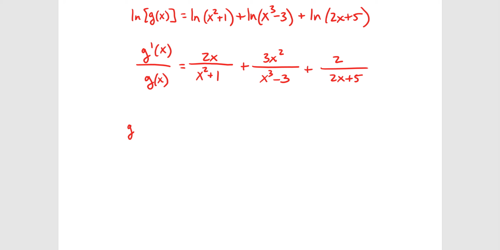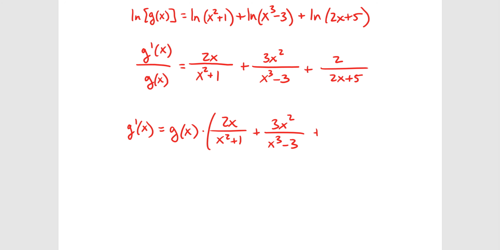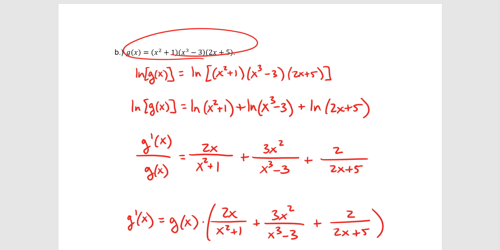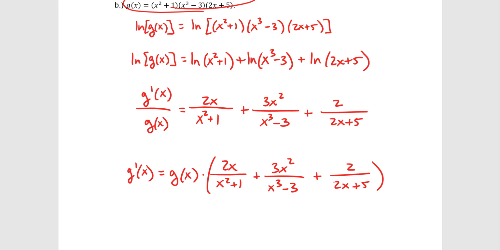Next, all we have to do is multiply g of x to the right. So that's going to be g of x times this whole expression on the right that we just found. And then all we have to do for the last step is replace g of x with what it originally was. And we scroll up and we see this is what g of x was. We plug that in to our answer.